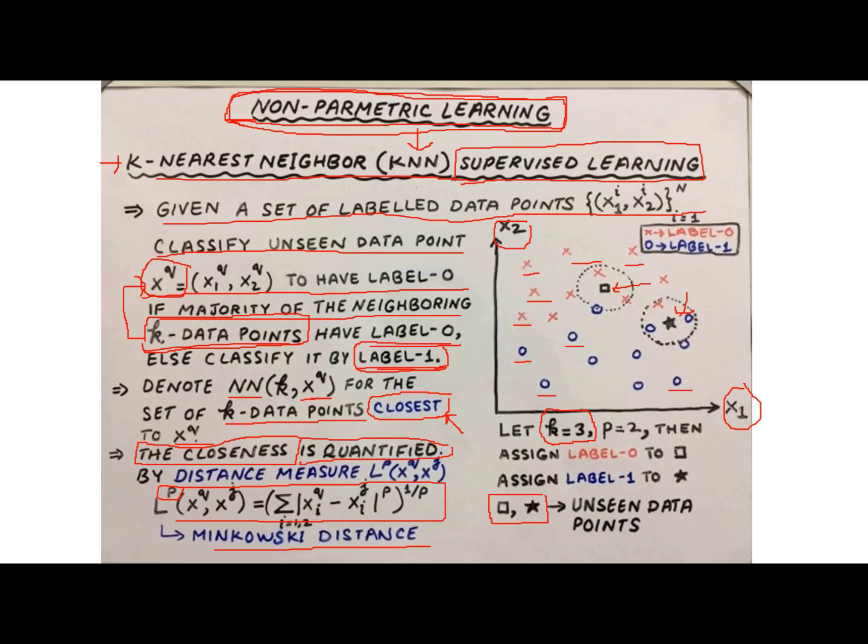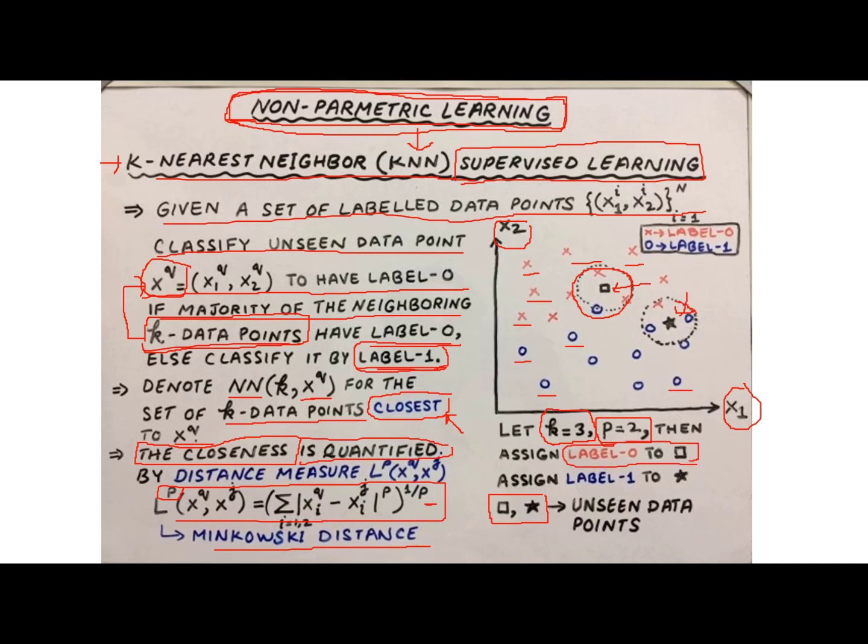If p equals 1, this distance metric is the same as the Manhattan distance that we discussed earlier. And if p equals 2, then it becomes the Euclidean distance. In this example, let's take p equals 2, the Euclidean distance. Then if we look at the neighborhood of the black data point, in this neighborhood we have 2 label 0 data points and 1 label 1 data point. So quite naturally we are going to assign label 0 to the square.